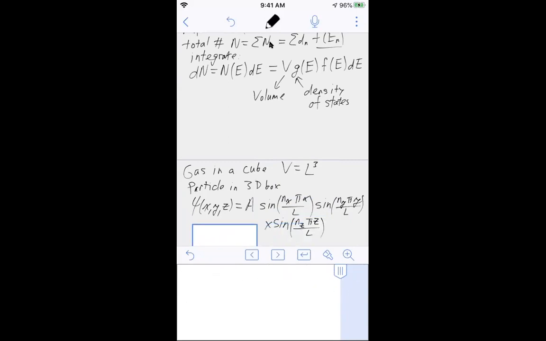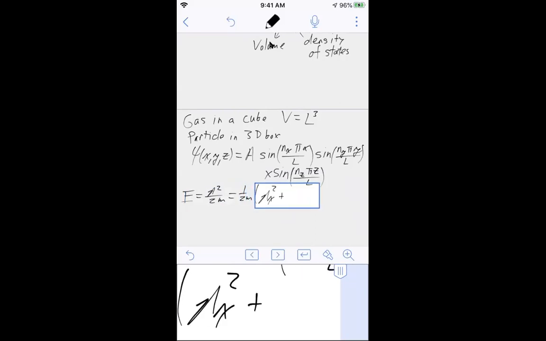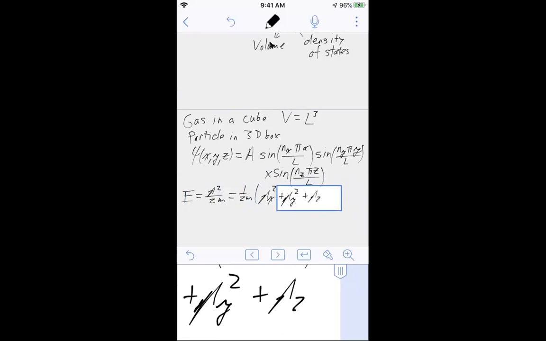So if we have a non-relativistic particle, which is the approximation we take here, we have energy equal to p squared over 2m. But p is a vector, right? So that's going to be 1 over 2m times the x component squared plus the y component squared plus the z component squared.